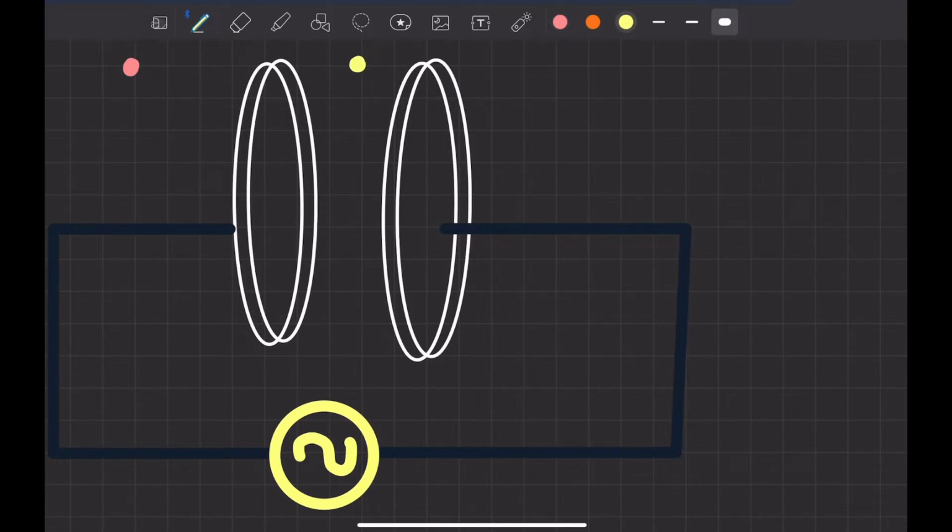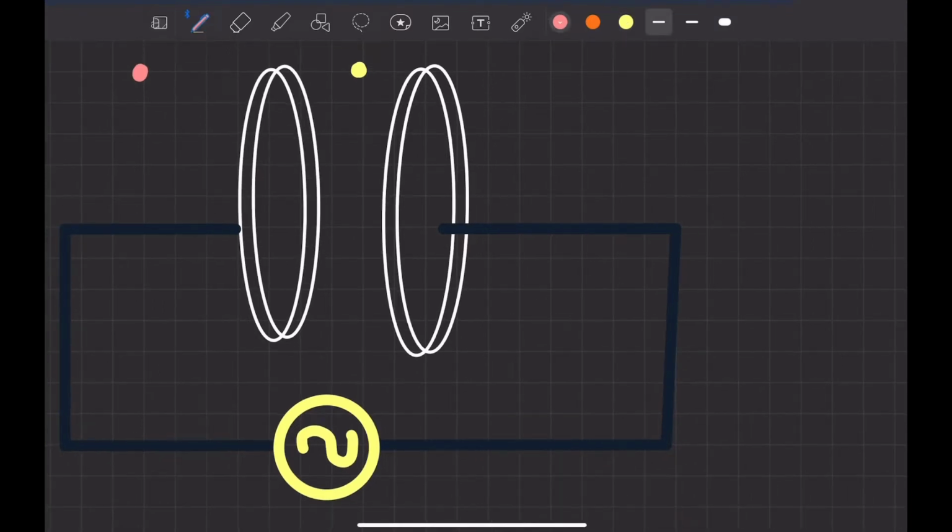Now if I ask you what is the magnetic field at point 1 and what will be the magnetic field at point 2, just pause the video and try to answer by yourself. I believe that you have tried.